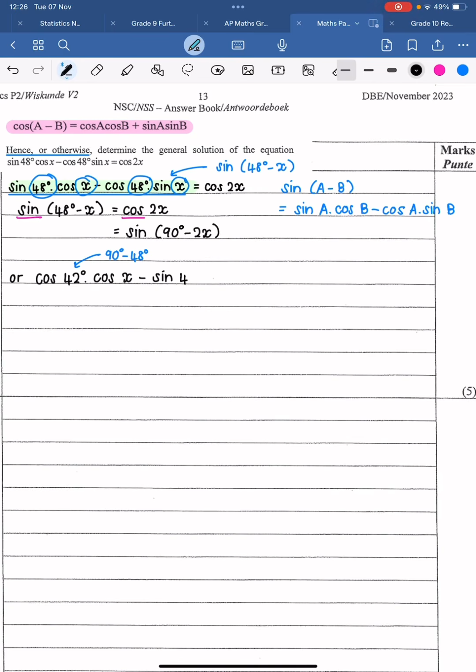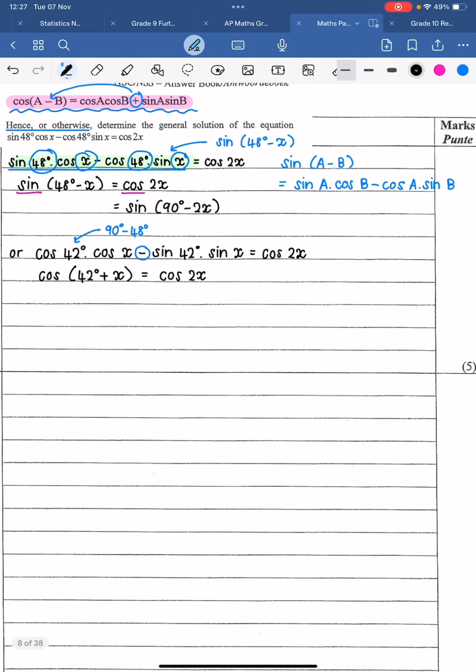You could change it to a sine 42 times sine x, because now what we have on the left here is actually a cos double angle identity, right? Similar to the one that we had to prove in 5.3.1, the only difference is that this one has a plus in between the terms, which then is a minus in the identity. This one now has a minus in between the terms, which is going to change to a plus in the actual identity, in the bracket, the compound angle that we have. So that is going to leave us with cos of 42 degrees plus x equal to cos of 2x.